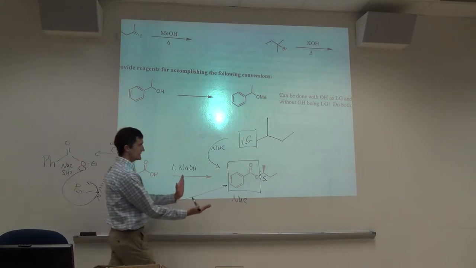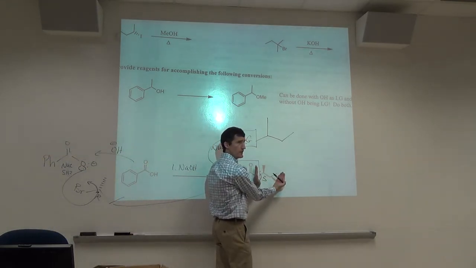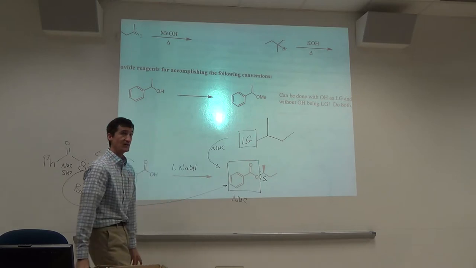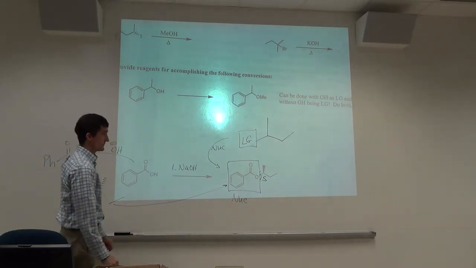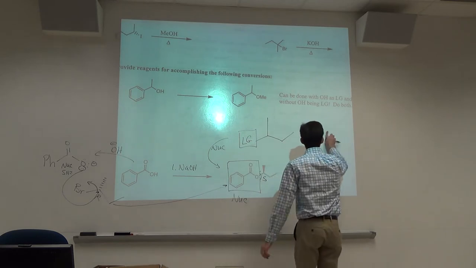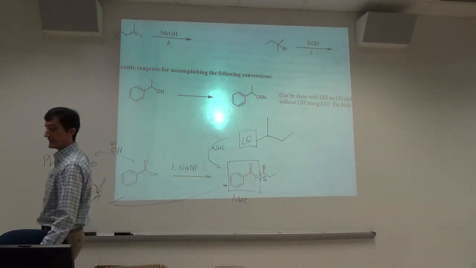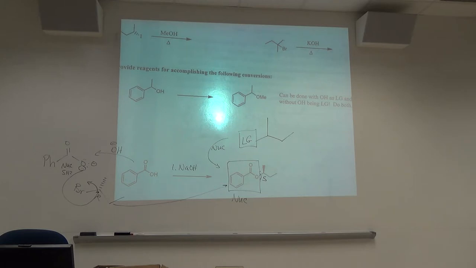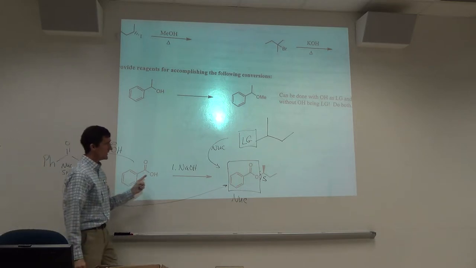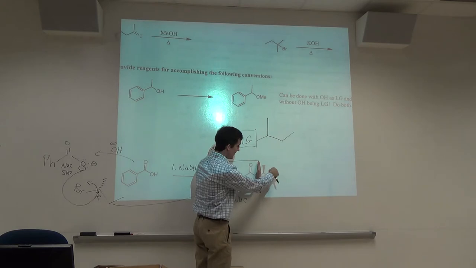We need something to supply this alkyl group to put on the oxygen. We need an alkylating agent. An alkylating agent is an electrophile with a leaving group. Methyl iodide is a great alkylating agent because if you have this nucleophile, you'll put a methyl on your nitrogen. We want something on the oxygen. What do we want on the oxygen? We want all that. So we need all that with a leaving group.